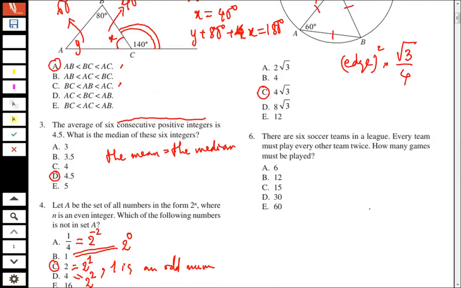Question number 6. There are 6 soccer teams in a league. Every team must play every other team twice. How many games must be played? Well, we can call the 6 soccer teams A, B, C, D, E, and F.